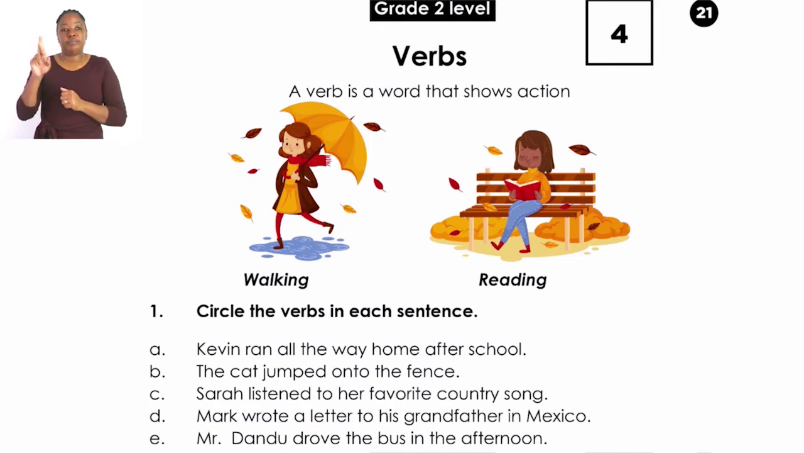I'd like you to please circle the word ran. I want you to do this exercise by yourself. Take your time to read the sentences. And remember, if you cannot do the action, then it is not a verb.